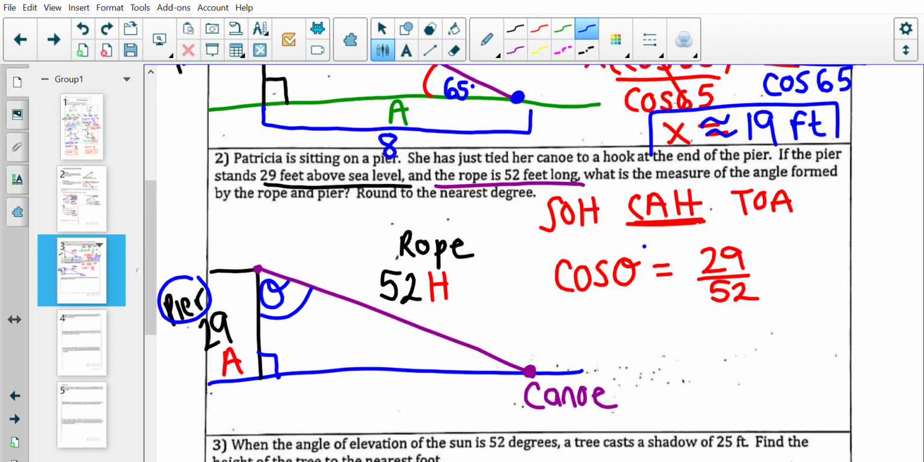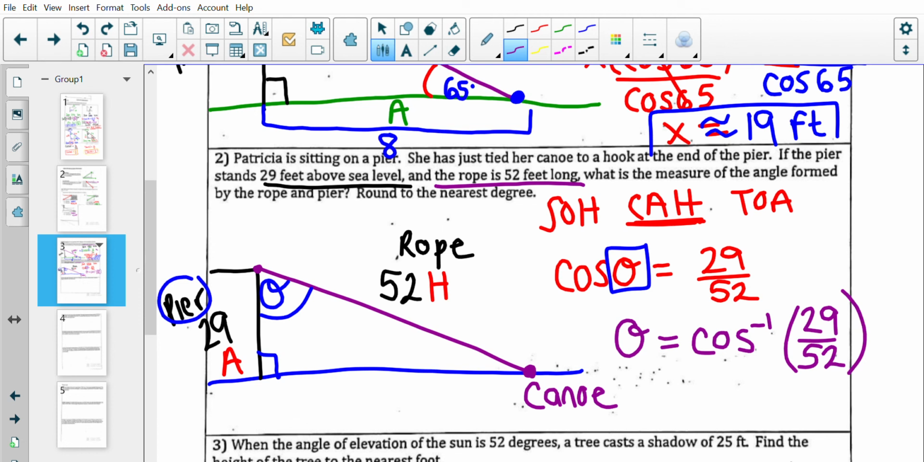Remember, when we're solving for an angle, that's where we press the second button. That's when we want the inverse. So we're going to get theta equals the inverse of cosine of 29 over 52. On your calculators, you're going to press second cos, 29 divided by 52. So theta will equal approximately, we want to round to the nearest degree, which is the nearest whole number, so that's going to be 56 degrees.